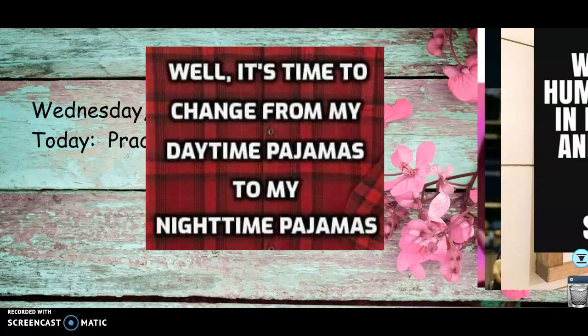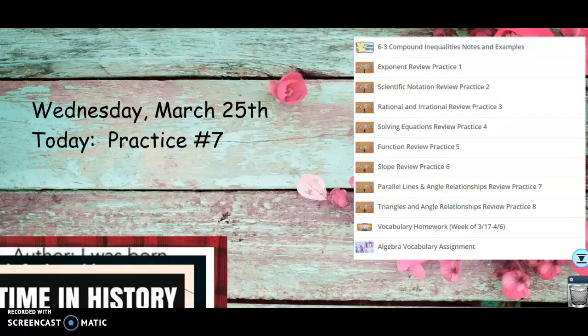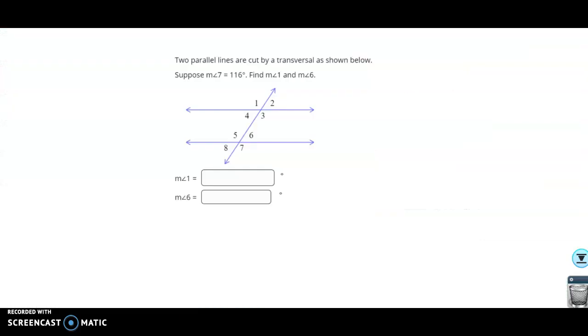All right, so let me go ahead and put all these back where they belong, and we will start talking about parallel lines cut by a transversal. There we go. These problems were taken from the actual Edgenuity assignment. Two parallel lines cut by a transversal are shown below. If the measure of angle 7 is 116, find the measures of angle 1 and angle 6.